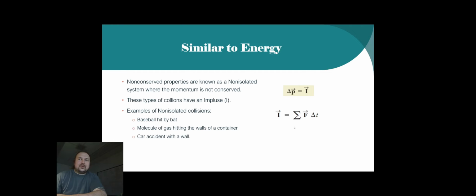This is also what happens when you have an automobile accident. You experience an impulse. You experience large force, small amount of time.